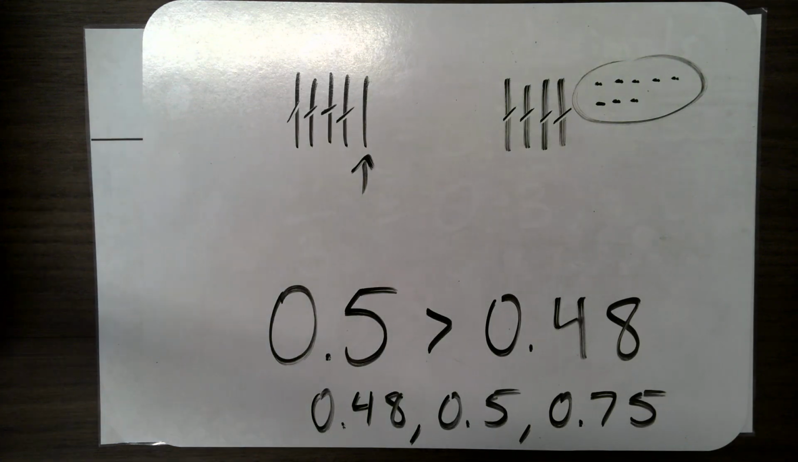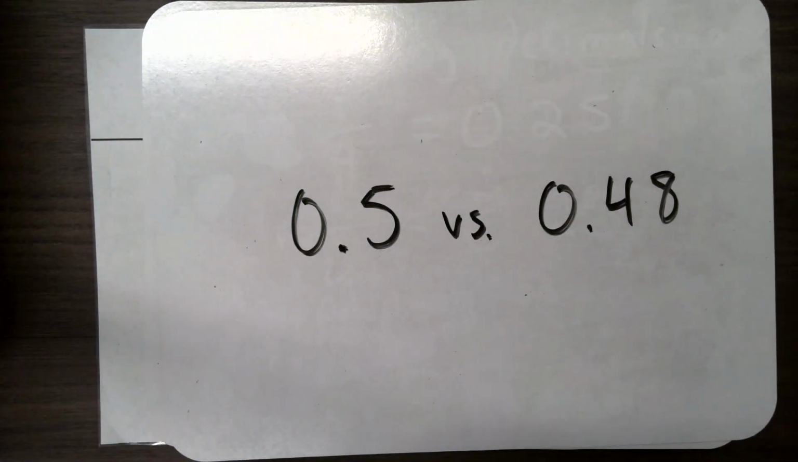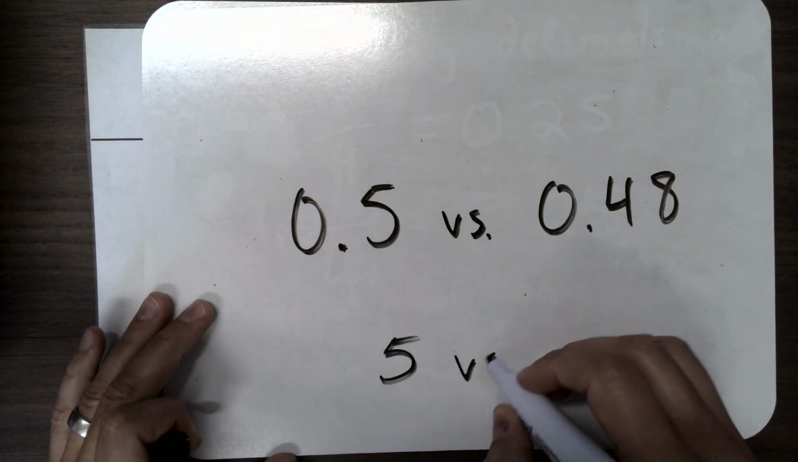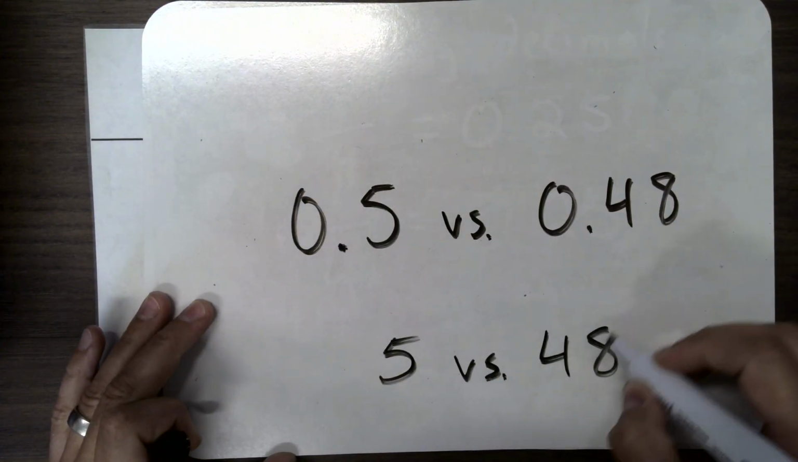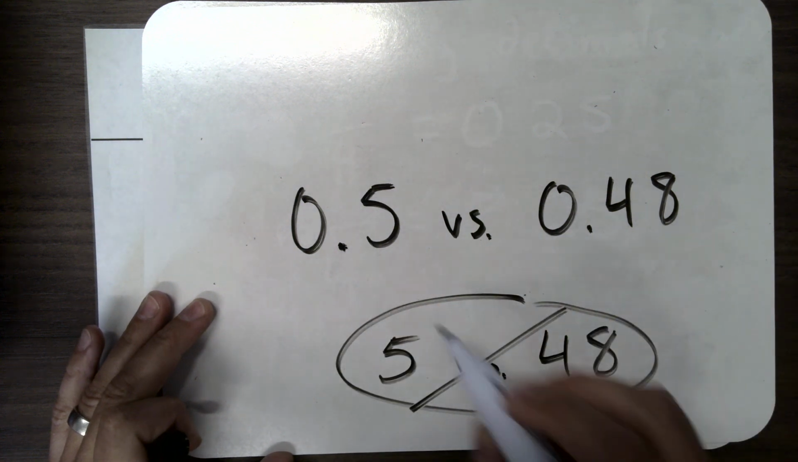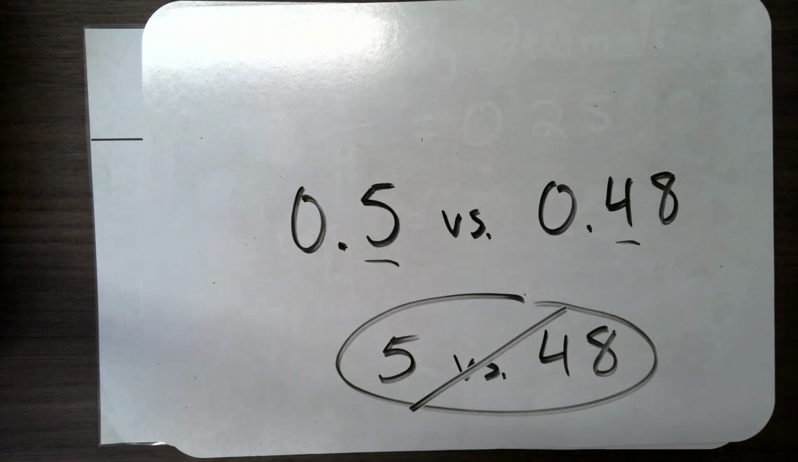But again, what we really want to emphasize is not viewing this as 5 versus 48. Okay, we don't want to do that. We need to pay attention to what these place values mean, and those concrete and representational models can help with that.